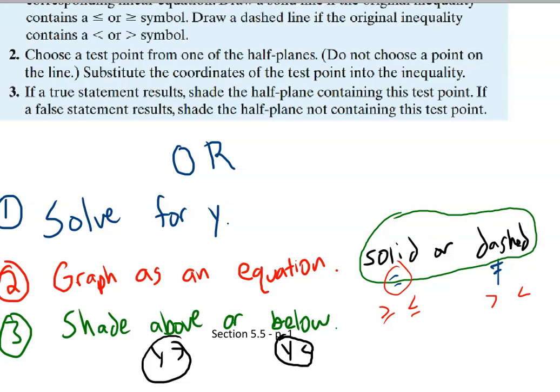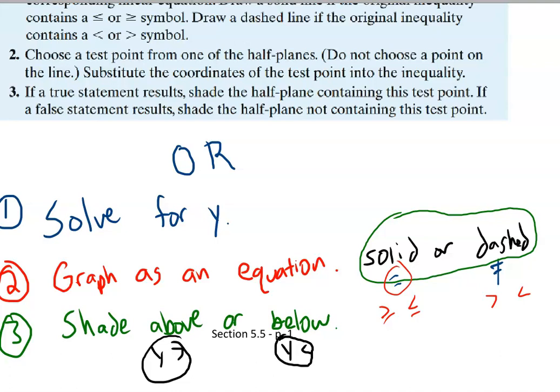And so brackets and parentheses don't work in that case. So the 2-dimensional equivalent of brackets or parentheses is graphing your graph, which sounds kind of redundant, as a solid line or as a dashed line. Solid is like a bracket, dashed is like a parentheses, right?